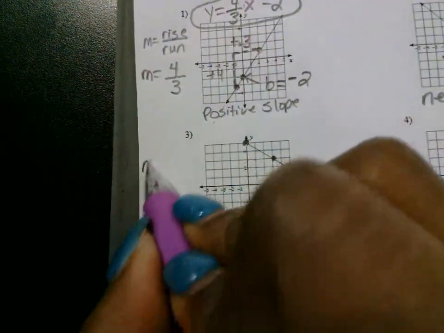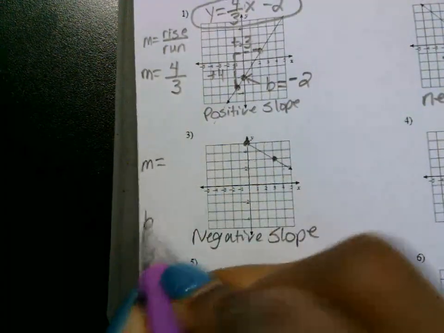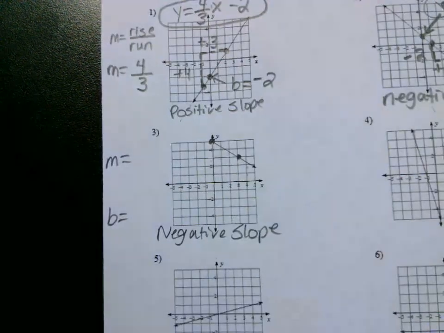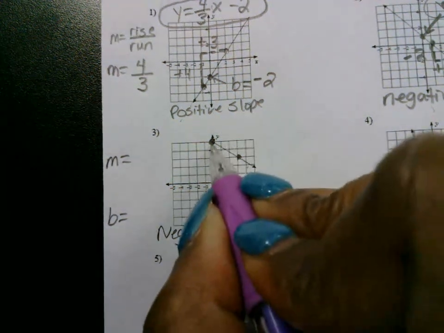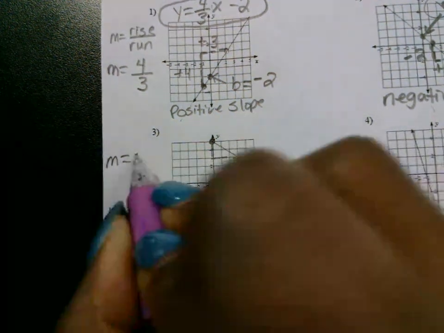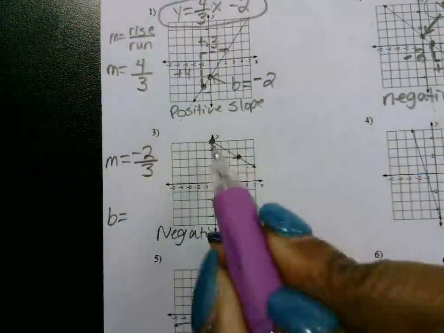I'm going to walk around to look to see if we have that. What's your M and what's your B? I need to see you do that before I can successfully say you're ready to do it on your own. Because I see a lot of dim light bulbs. +3. Down 2, to the right 3. -2 over +3. B is 5.